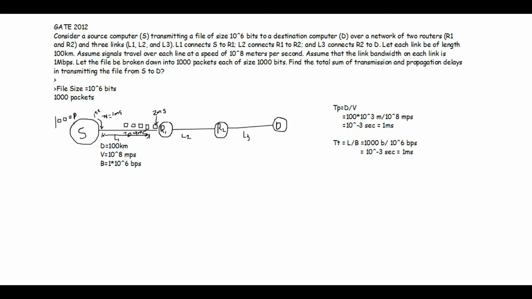Means the remaining packets are just following the first packet. Okay, it's like they are in the queue. We can consider that the remaining packets are also in the queue, and when the first packet is on its way to router 1, other packets are following the first packet. I hope you got that.